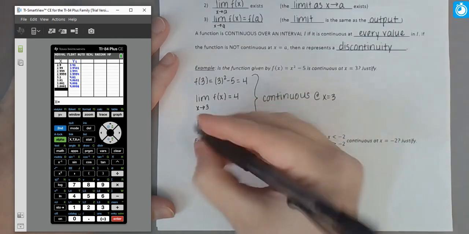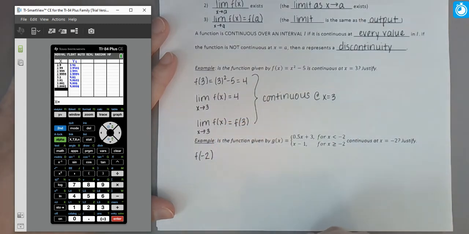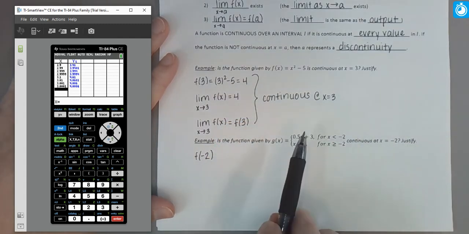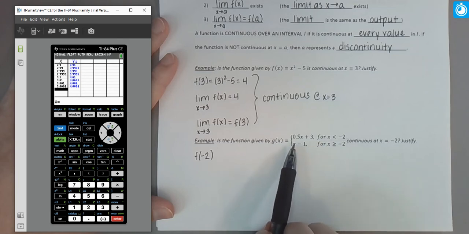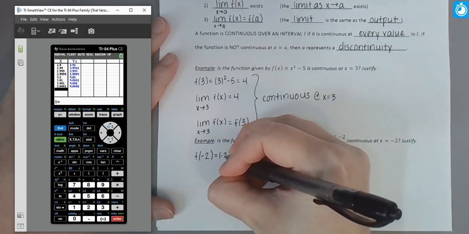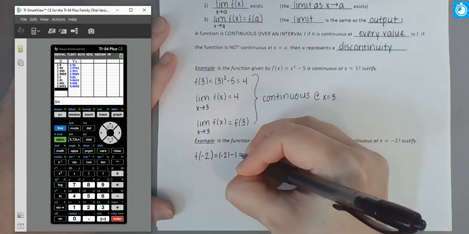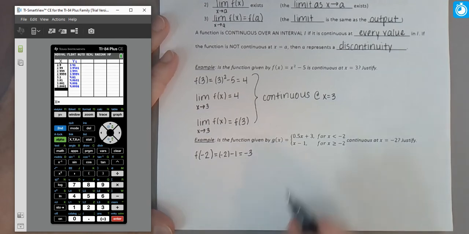So number one, we need to evaluate our function, make sure the function value exists at -2. So which rule do we follow at -2? Well, here x equals -2. That means we're going to follow the second rule. So -2 minus 1 will be the rule we follow, which means our function value exists and it has a value of -3.